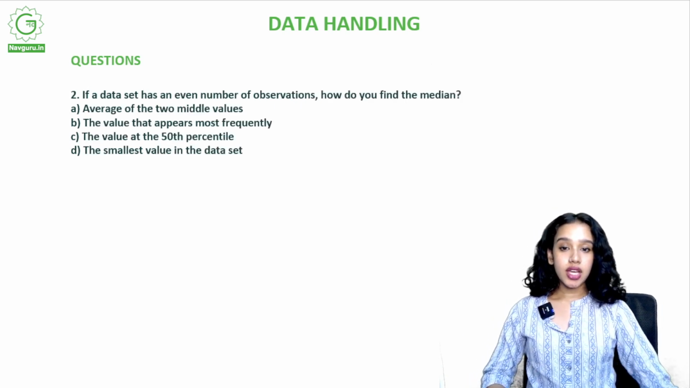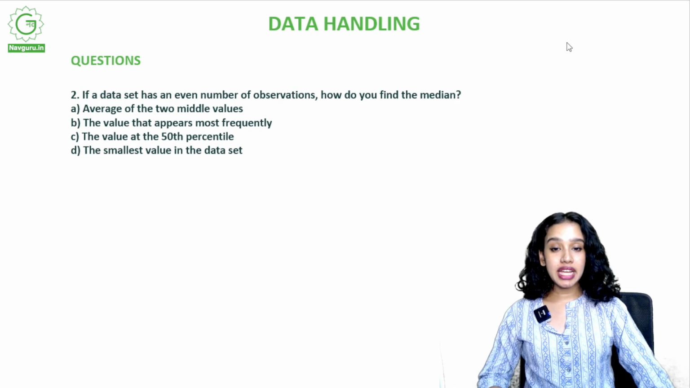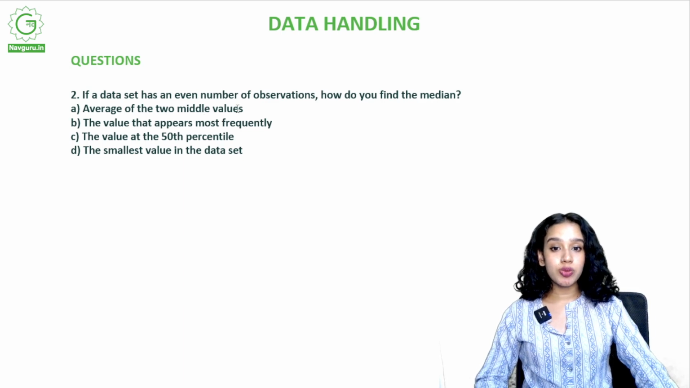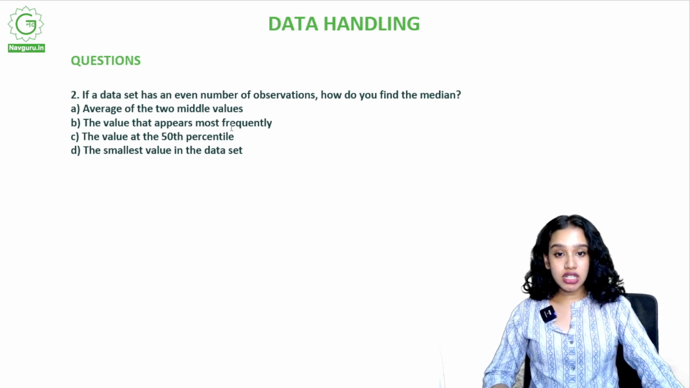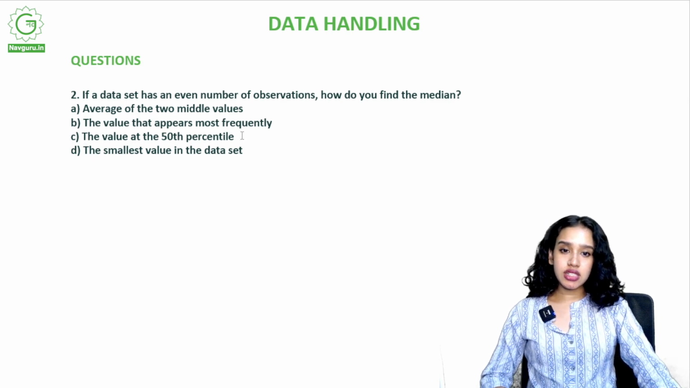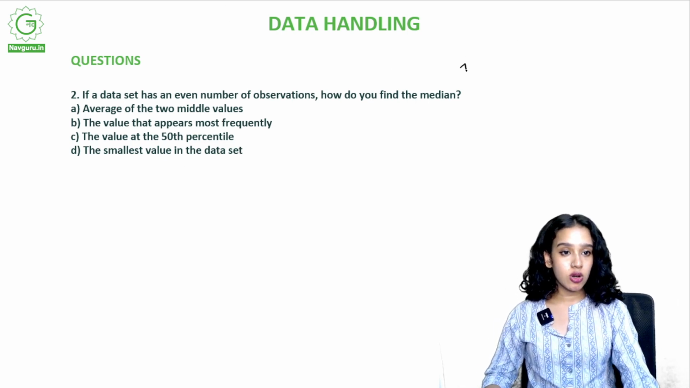Now, if a data set has an even number of observations, how do you find the median? To find the median when there is an even number of observations, we take the average of the two middle values. The value that appears more frequently, this is mode. The value at the 50th percentile, this is also not the answer. The smallest value in the data set, it's not the answer. So the average of the two middle values, we just talked about this.